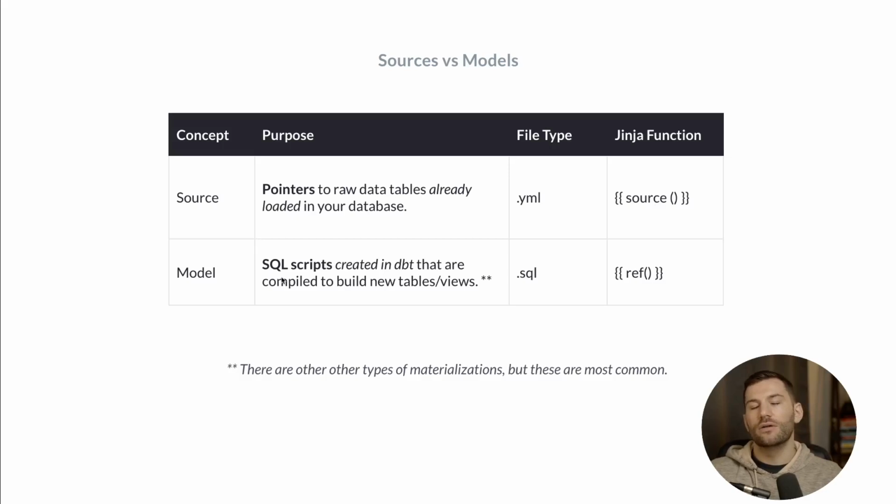Next is a model. And a model you can think of as SQL scripts. There'll be SQL files created in DBT that are compiled to build new tables or views. And I have an asterisk here because there technically are other ways that you can materialize in DBT, things like ephemeral and incremental. But high level, you're using these SQL scripts and Jinja, making these select statements to then build new tables or views in your database. These will be SQL files. And then when you want to refer to them later, you use the ref Jinja function.